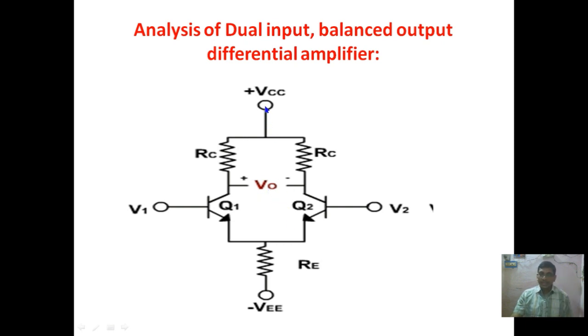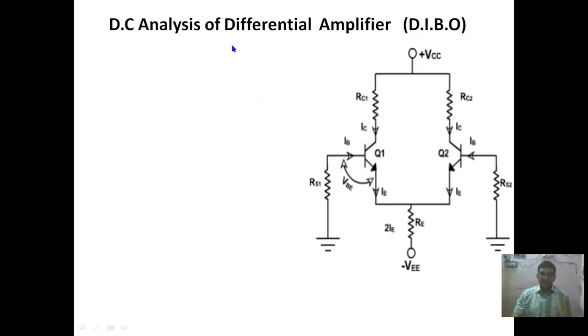Here we are applying the two DC biasing voltages or supply voltages, called plus VCC for the collectors and minus VEE for the emitter. These two are the biasing voltages or supply voltages for the circuit, and RC is the collector resistance. In order to do the DC analysis first, we have to obtain the DC equivalent circuit. So what will be there in the DC equivalent circuit?